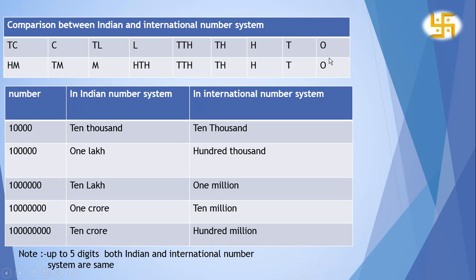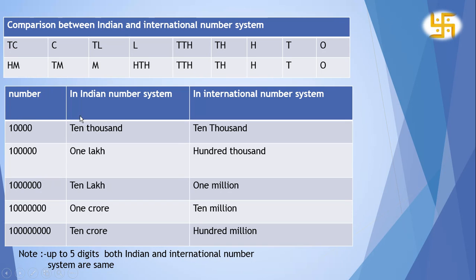In short, we can say up to 5 digits both number systems are the same: ones, tens, 100, 1000, 10,000. After that, in the Indian number system, lakh, 10 lakh, crore, 10 crore. But in the international system, 100,000, million, 10 million, 100 million.